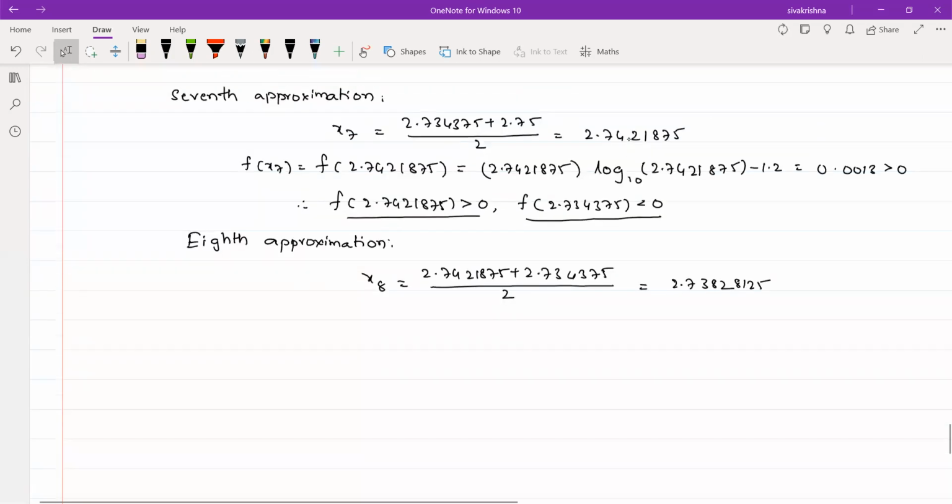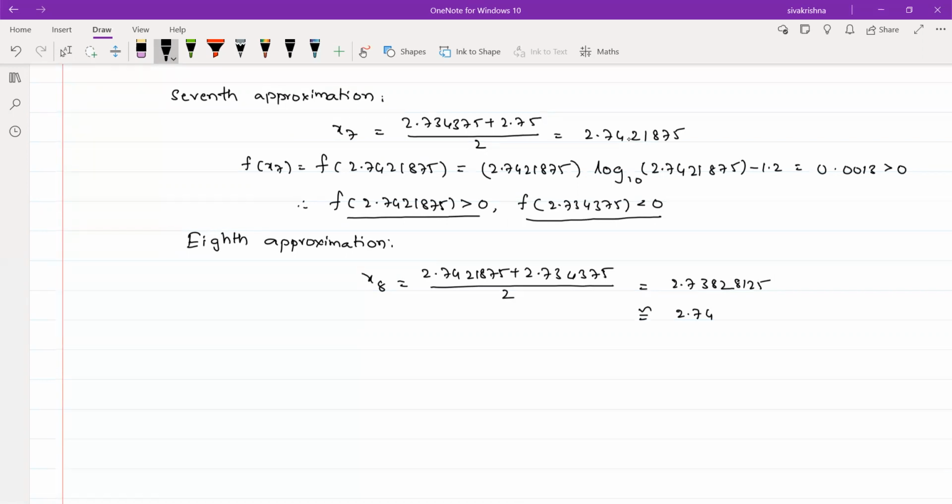So if you observe the third, seventh and eighth approximations, the eighth approximation can be written as approximately equal to 2.74. Why? Because the third digit after the decimal is 8. Whenever we have a 5 or more than 5, we can add 1 to the previous digit so that the rest of the digits can be deleted. So this is approximately equal to 2.74.